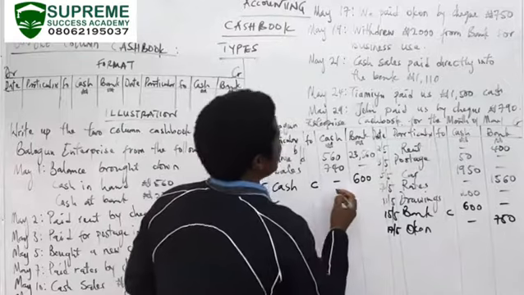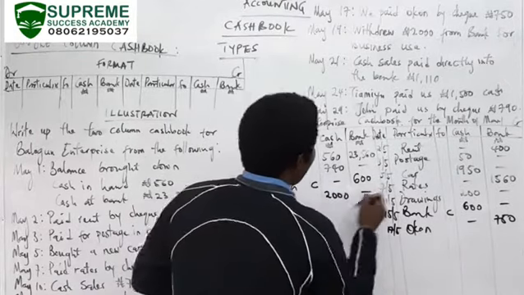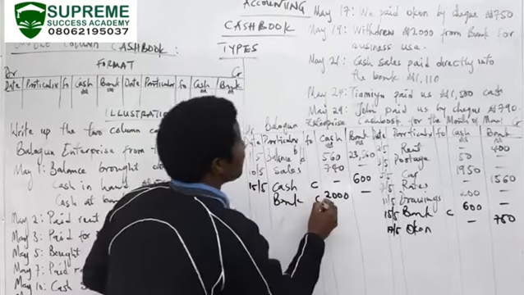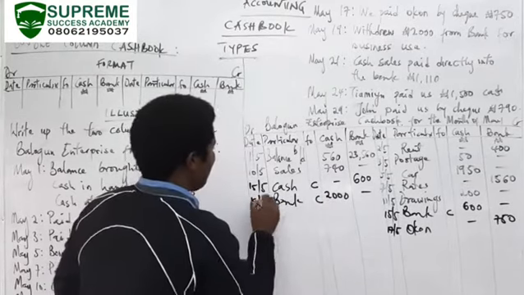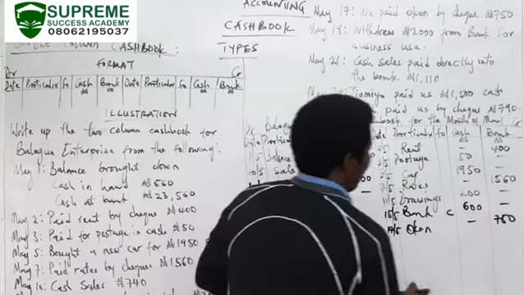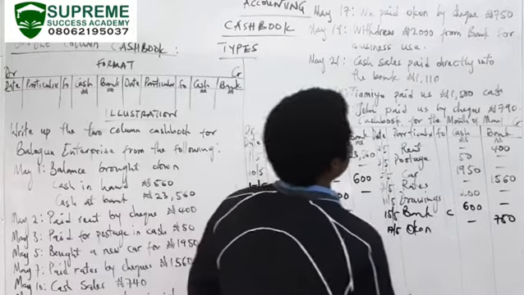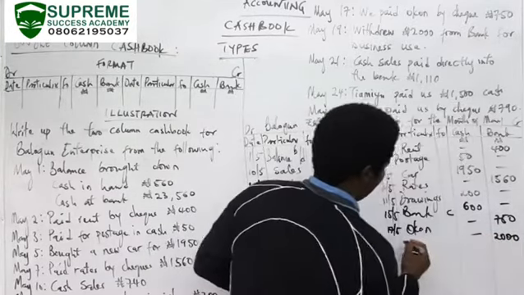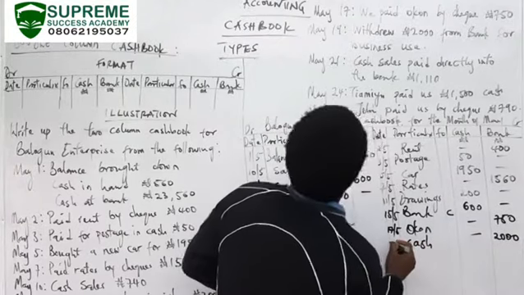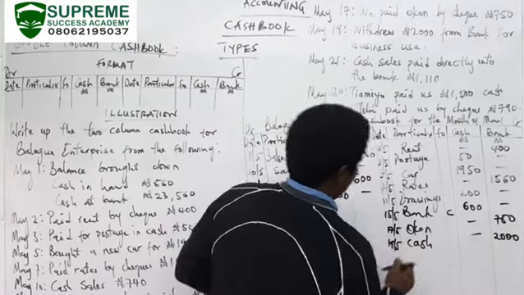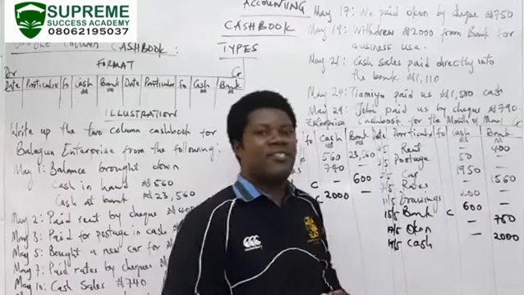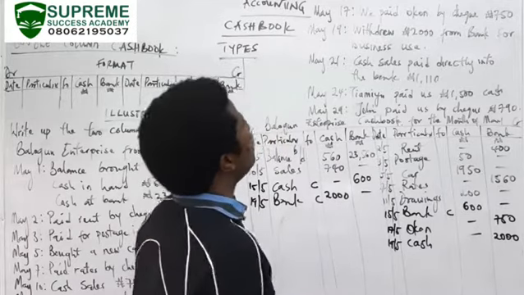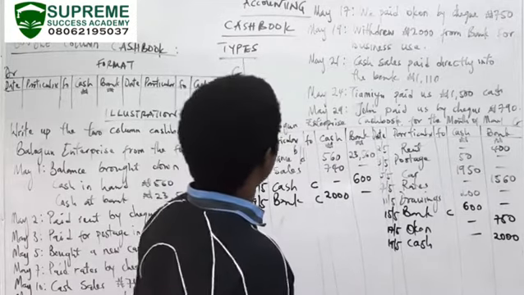So we have here 2,000 naira. Cash received 2,000 from bank on the 19th of May. And here we say that the bank is the giver. So bank gave 2,000 naira to cash on the 19th of May. This is very interesting for us to note. And we go on to May 21st.